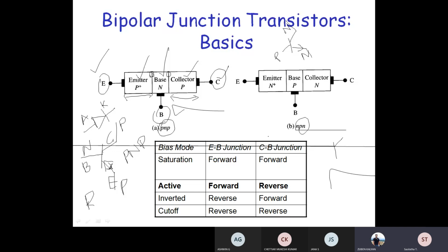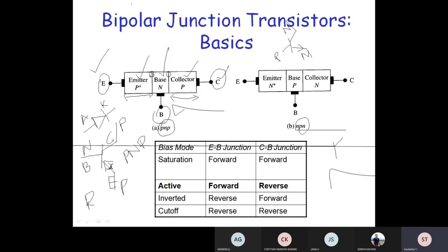Ma'am, the base of a PNP transistor is of N-type. The base of an NPN transistor is of P-type. Not only the base, even the emitter is also different. In a PNP transistor, the emitter is P. In an NPN transistor, the emitter is N, that is, N-type semiconductor. Even the collector also, right? Yes. Then another point is that here holes are the majority charge carriers.